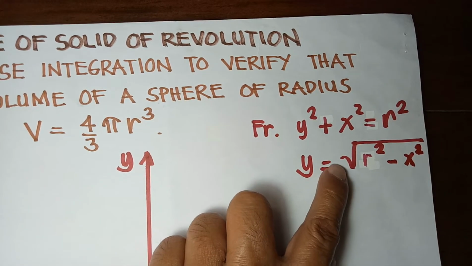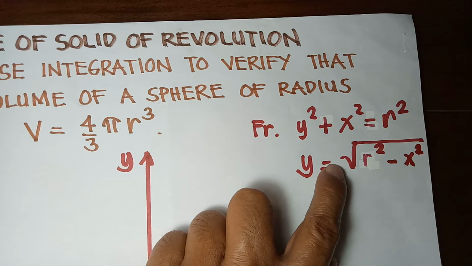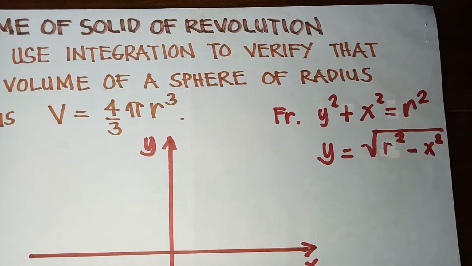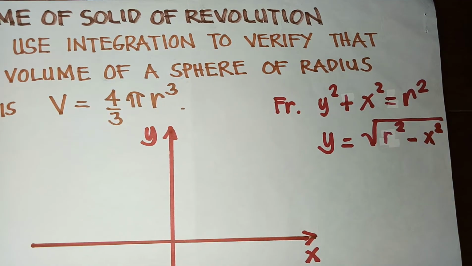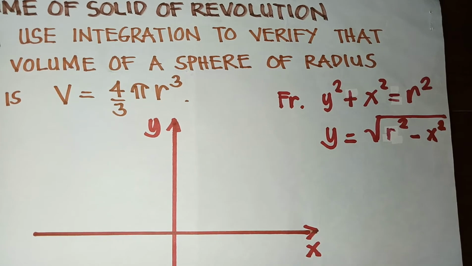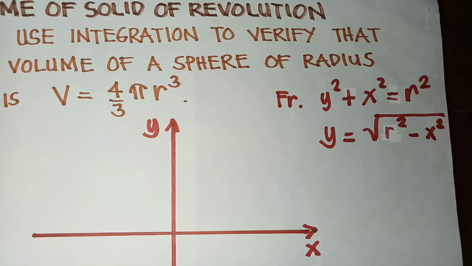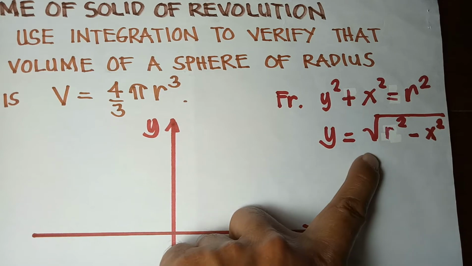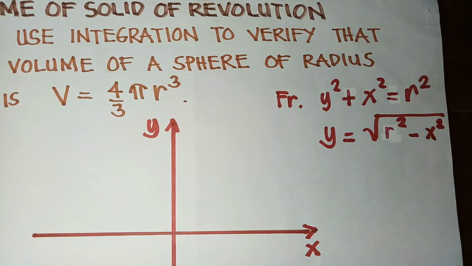Here, we will only take the positive y. Y equals square root of r squared minus x squared. So we only take the semicircle, the upper part of the equation of the circle, because the sphere, as I said, is formed when we rotate a semicircle about its diameter. Okay? So let us now draw the graph of y equals square root of r squared minus x squared.